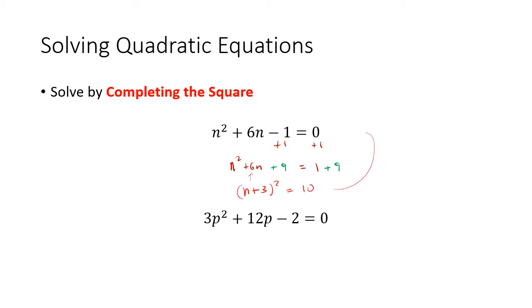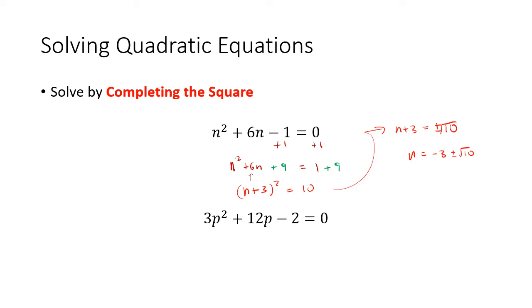Okay, if you square root both sides, you'll have that n plus 3 is equal to plus or minus the square root of 10. Remember, we just skipped a little step with the absolute value. Okay, so now n is equal to negative 3 plus or minus the square root of 10. Those are the two answers to that one.